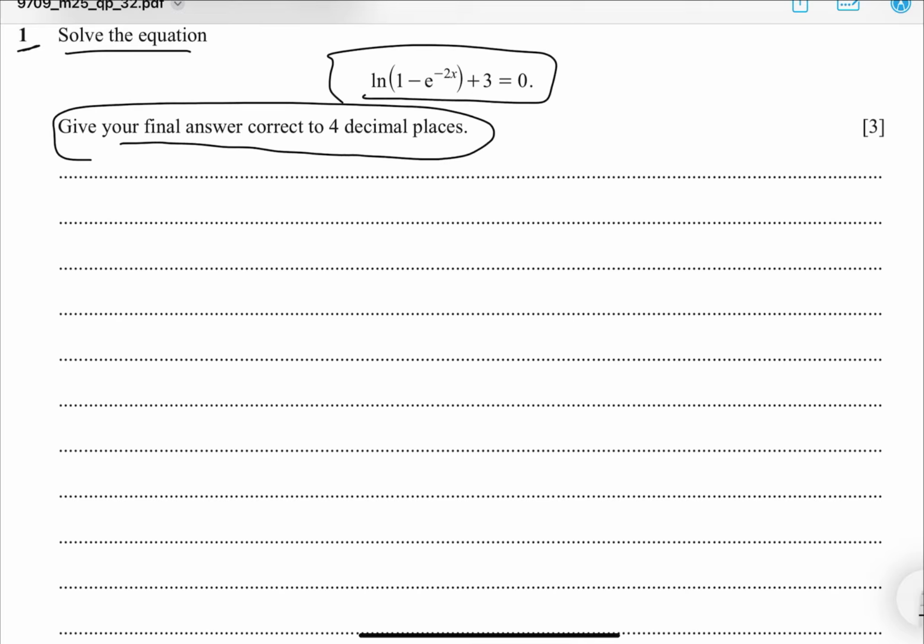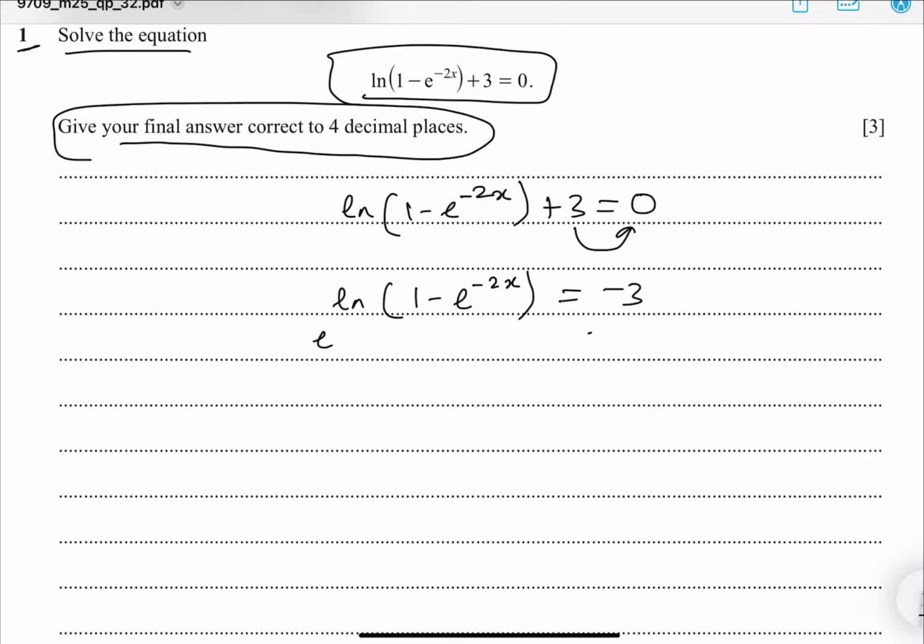So, this is our equation, right? Let's try to solve this one. The equation is ln(1 - e^(-2x)) + 3 = 0. So, what do we do first? Take 3 to the other side: ln(1 - e^(-2x)) = -3. Take everything to the power of e.